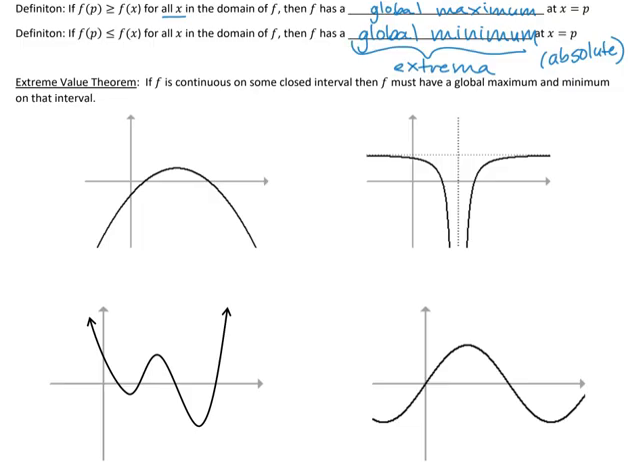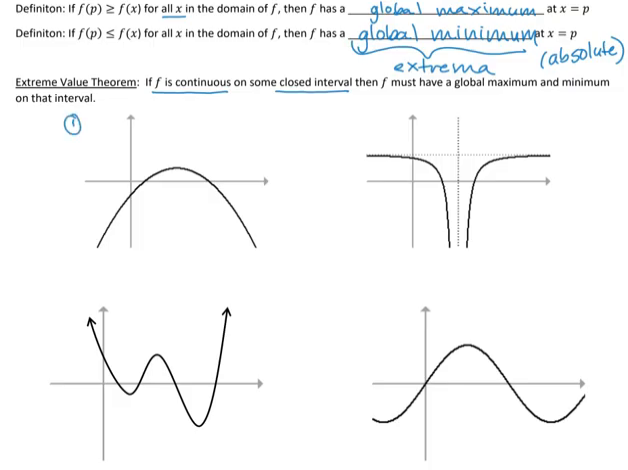Okay, so we get a really helpful thing here. It's the extreme value theorem, and it says that if f is continuous on some closed interval, then we must have a global maximum and a global minimum on that interval. This is pretty fantastic. We're basically getting a guaranteed global maximum and minimum, but there can be some trickiness to this. So let's look at some examples graphically.